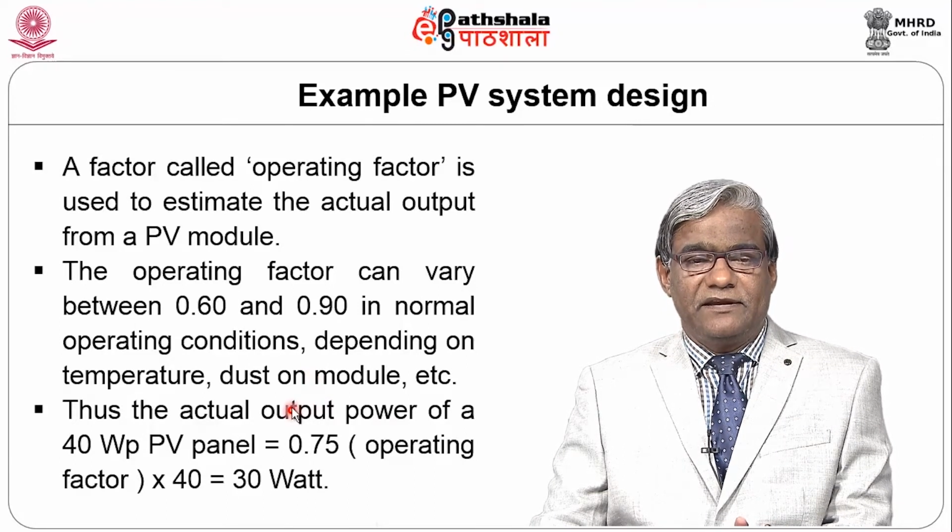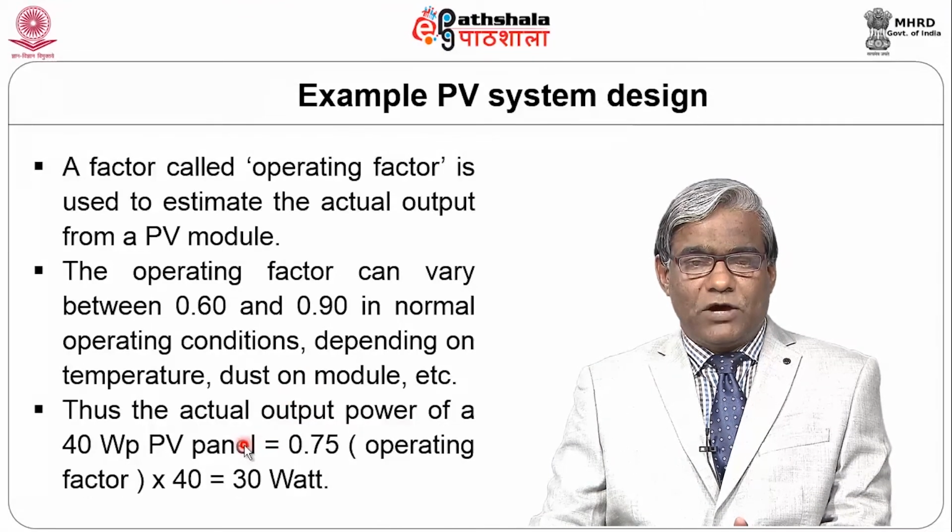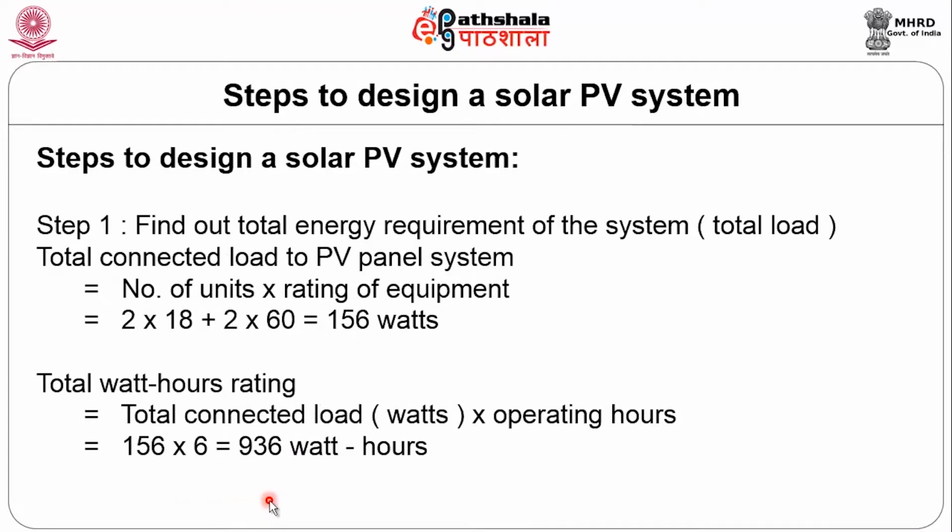Here we have taken 0.75 as the operating factor for the actual output power of a 40 watt PV panel. We have chosen a 40 watt PV panel, and if 0.75 is the operating factor, 0.75 into 40, then we get only 30 watts. And now, the steps to design a solar PV system.